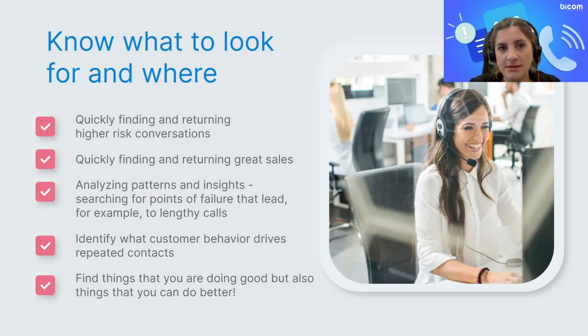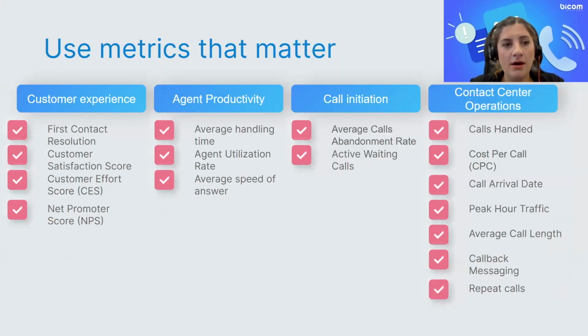Basically, business analysts in the company need to find things that the company is doing well, but also things that the company can do better. For that purpose, business analysts need to use metrics that matter. So when it comes to industry standard metrics for the contact center, they can be divided into four categories: customer experience, agent productivity, call initiation, and contact center operations.